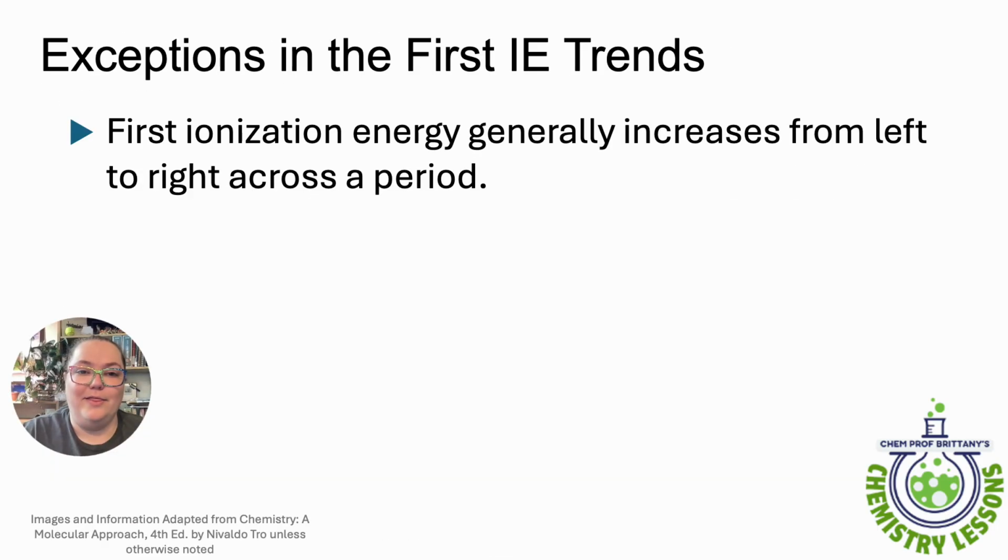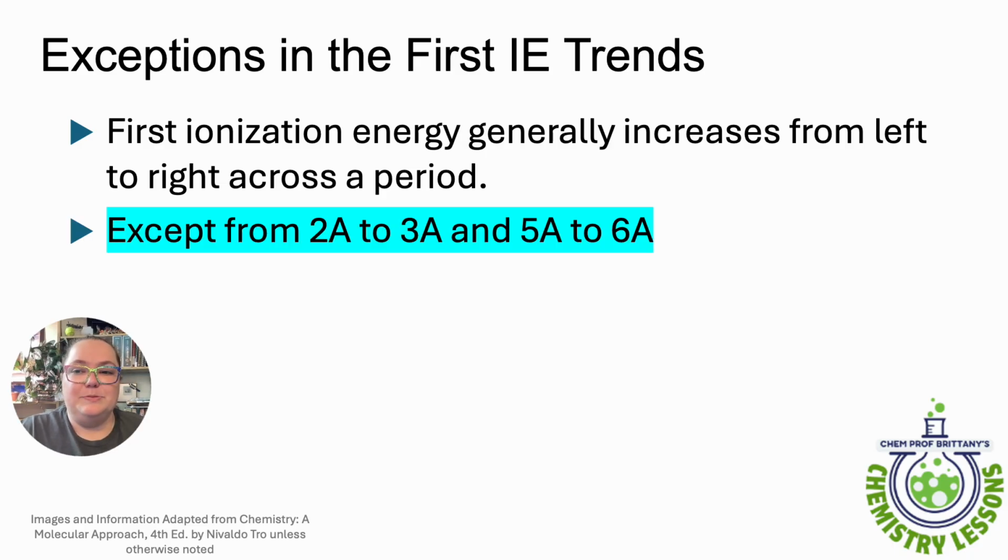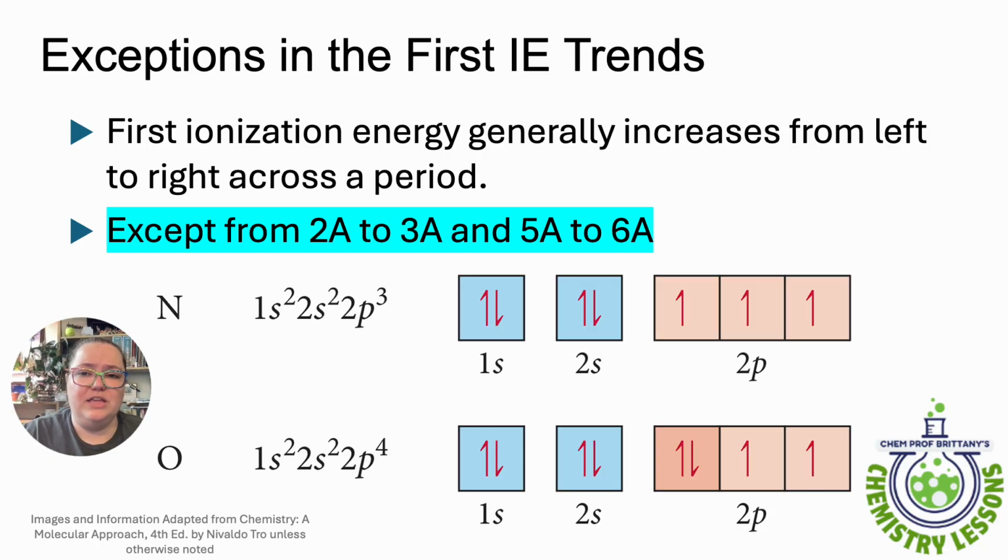There are some exceptions, and I mentioned those before. The specific transitions that are exceptions are from 2A to 3A and from 5A to 6A. All right, so the difference between 5A and 6A you can see here, right? N is in 5A, O is in 6A, right? You'll notice that we have this paired electron here and this set of unpaired electrons here.